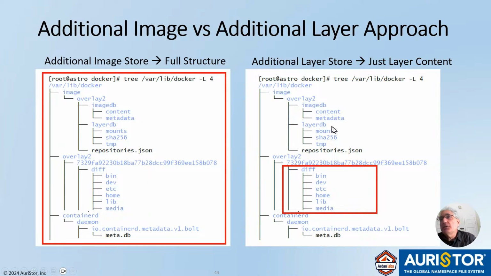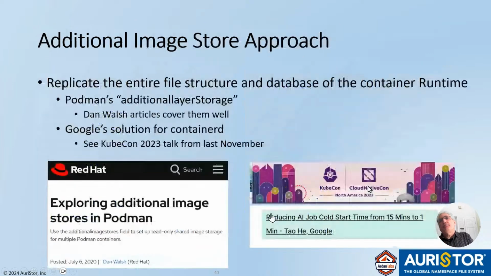There's another approach called additional layer stores, image store versus layer store. So rather than creating an alternate way to get everything about the image as with an additional image store, an additional layer store is just a way to get alternate versions of the contents of a single layer, of each layer.